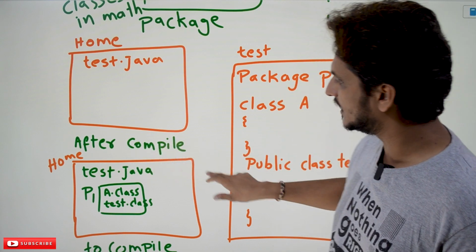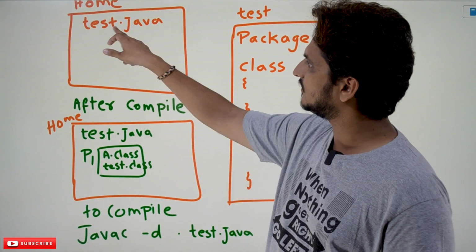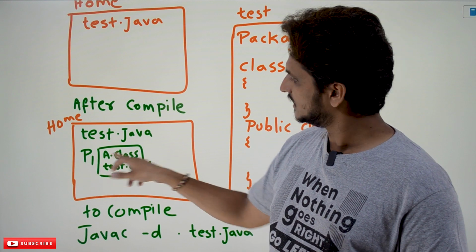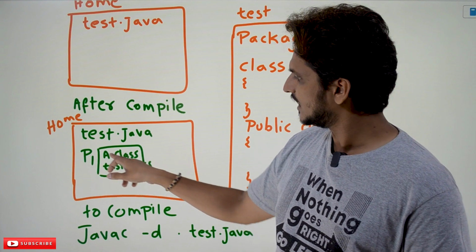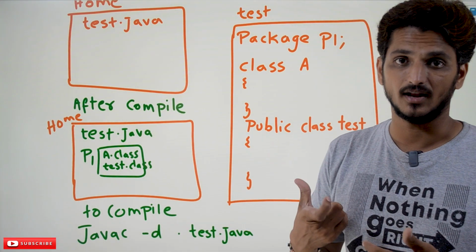So after compilation, in our home directory, the test.java file is already there. It is going to create a folder called p1. Inside this p1 we have A.class, meaning it is going to create a class file, not a Java file.